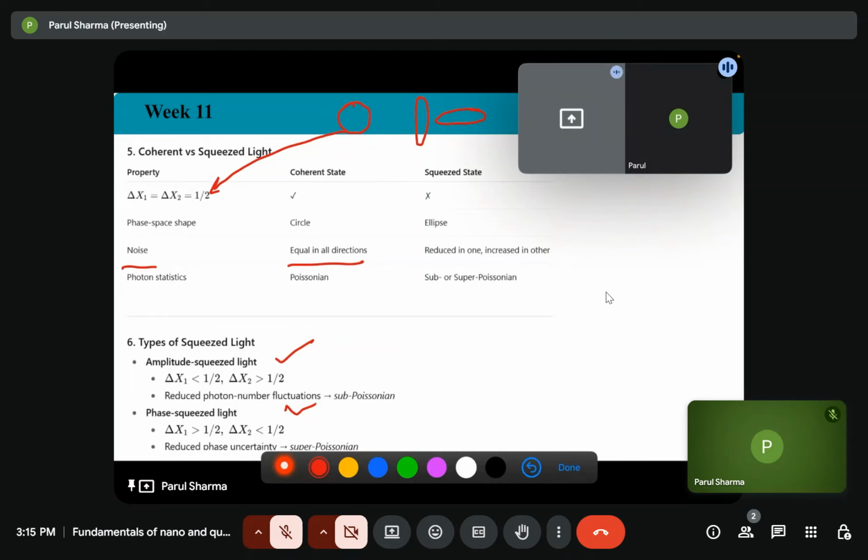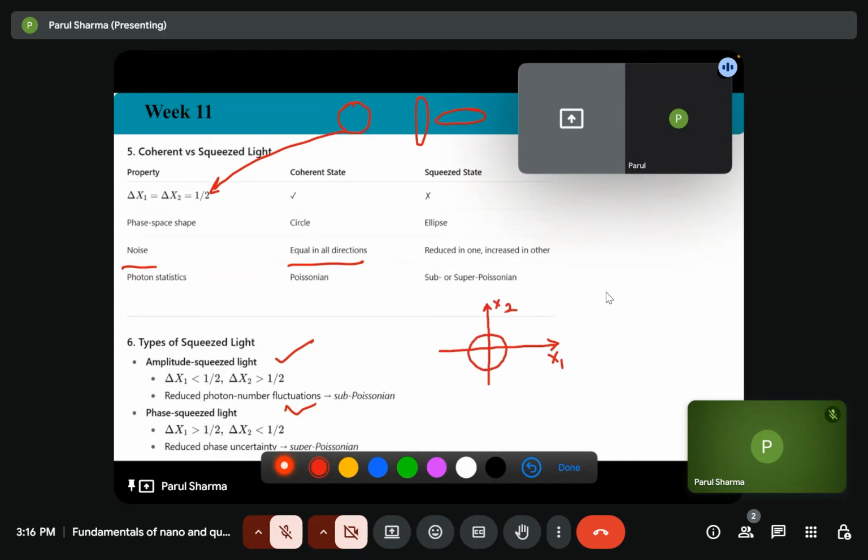In amplitude squeezed light, delta x1 is lesser than 1 by 2 and delta x2 is greater than 1 by 2. Okay, so we'll see. So let me put up a question. If this is x1, and this is x2, and you have a circle.